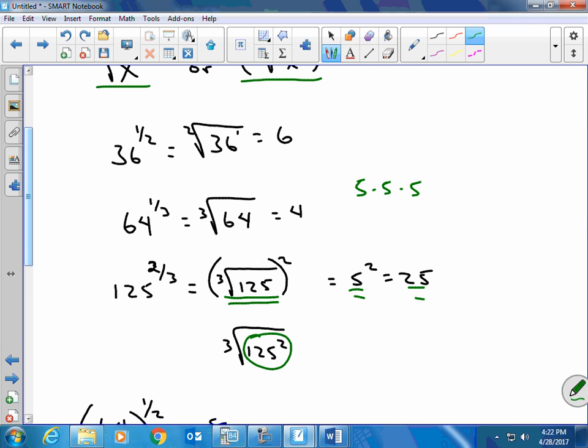So when you are asked to do something by hand, you always, I don't like the word always, but 99% of the time, I can't think of a time you wouldn't, but most of the time, you will take the root first and then the exponent after that. Okay.